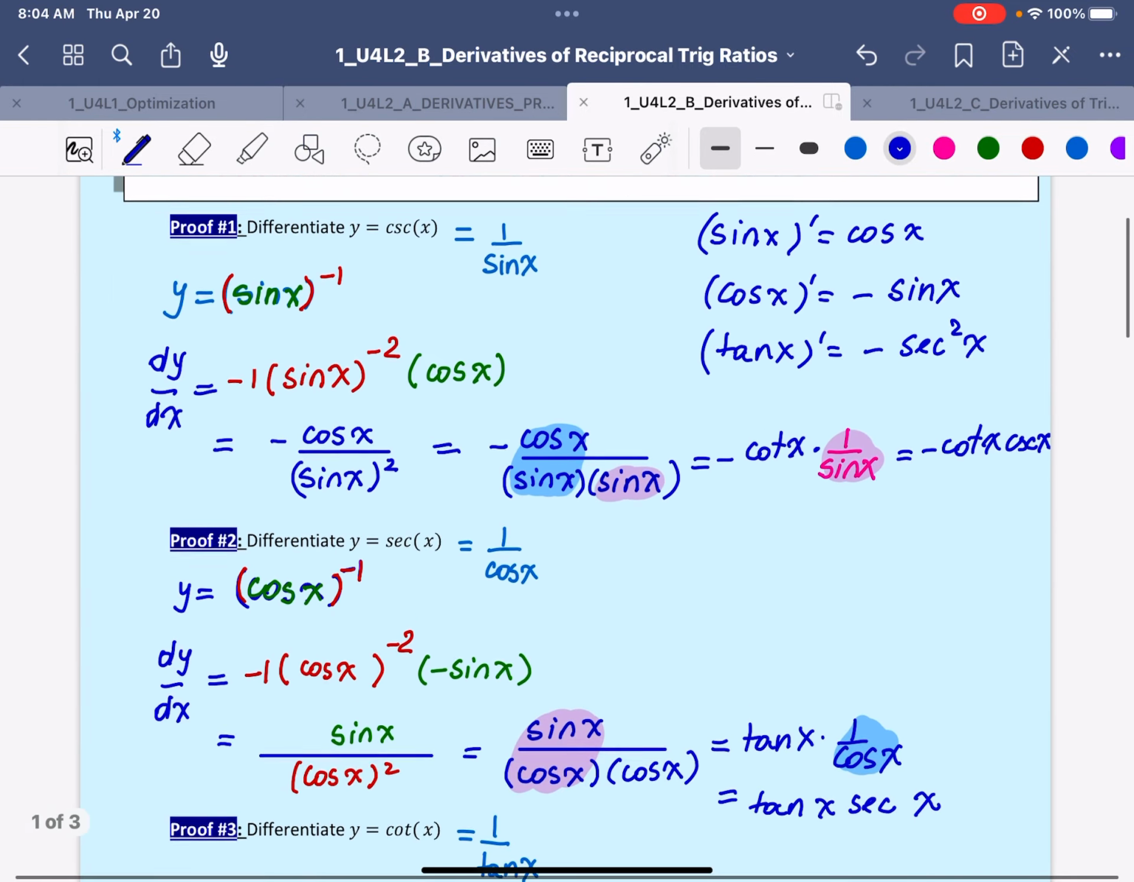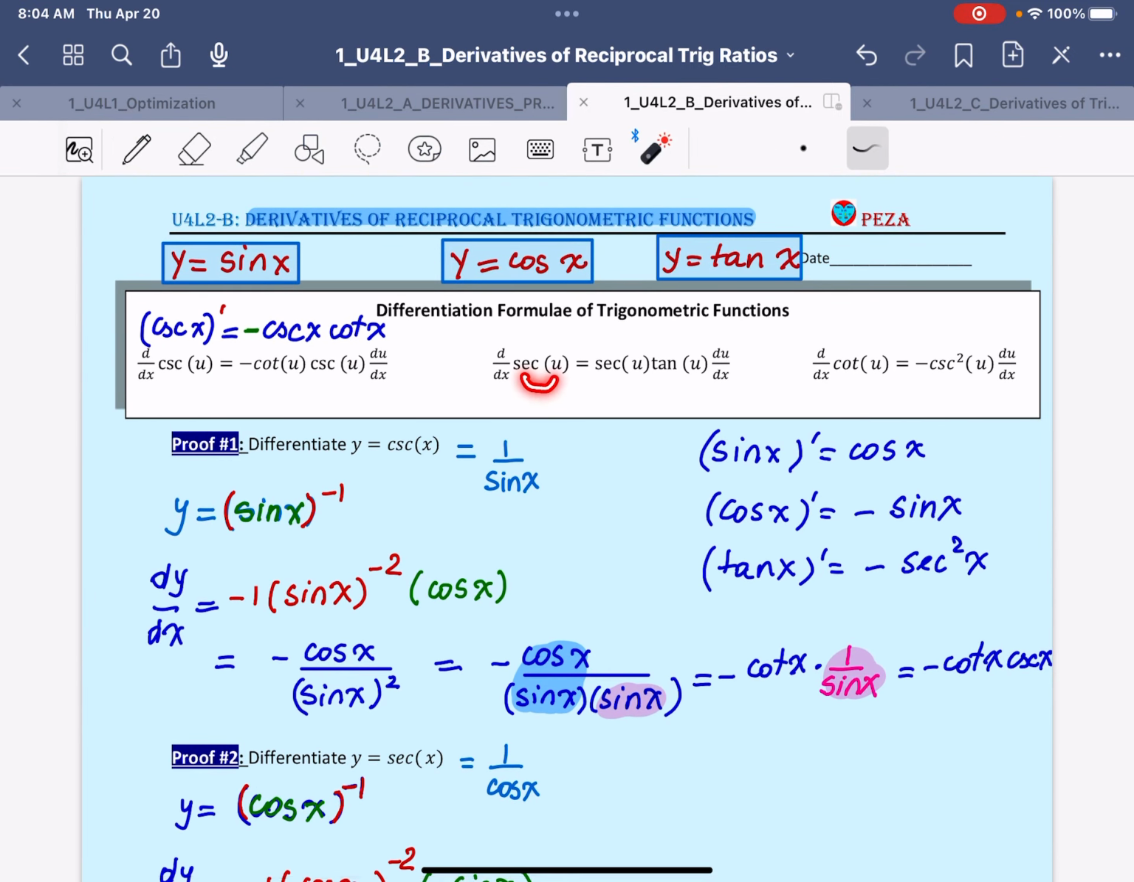So therefore, we're going to say that the derivative of the secant function would equal the product of secant, so the function itself, times tan. And if you have a function inside the angle, or an inside function we say, then we have to multiply by the derivative of the inside. And the simpler version of this formula would be secant of x, the derivative would be equal to the secant of x multiplied by tan of x. Very similar to the derivative of cosecant.